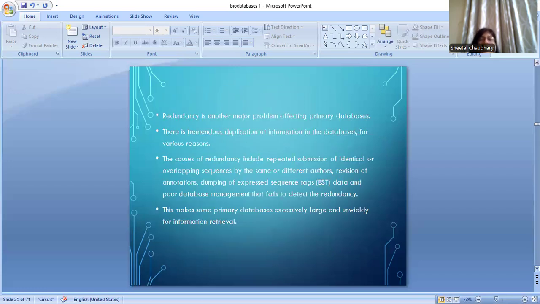Redundancy is another major problem affecting primary databases. There is a tremendous duplication of information in the databases for various reasons. The causes of redundancy include repeated submission of identical or overlapping sequences by the same or different authors, revision of annotation, dumping of expressed sequence tags data, and poor database management that failed to detect the redundancy. This makes some primary databases excessively large and unwieldy for information retrieval.